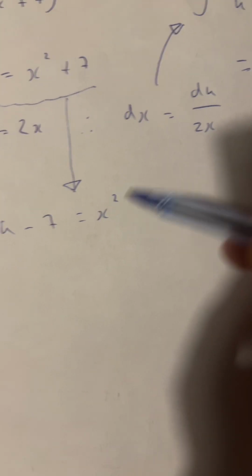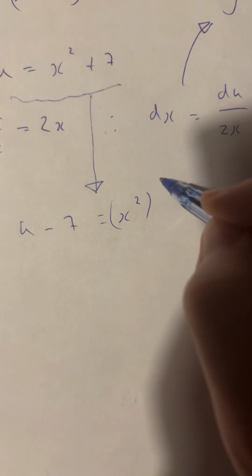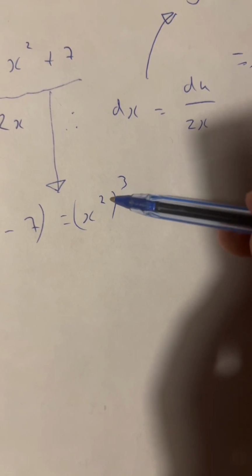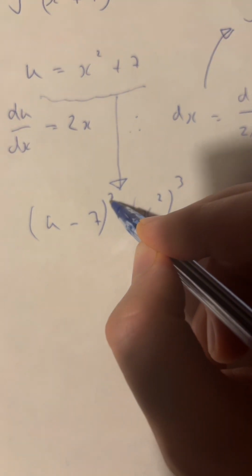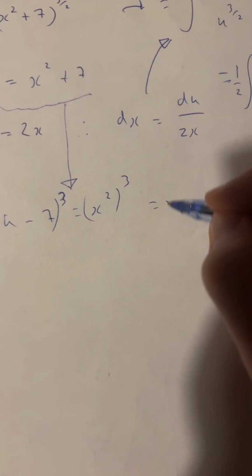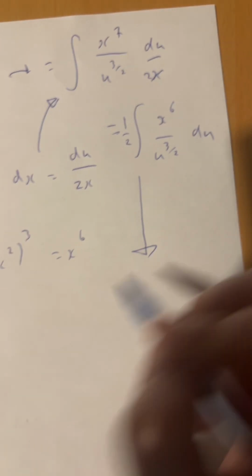To go from x squared to x to the power of 6, we need to raise both sides to a power of 3, okay? Because using indices, x to the power of 2 to the power of 3 is x to the power of 6, which is what we want in the first place. So we end up with something like this. There we go. So we know that x to the power of 6 is equal to u minus 7 cubed. So now we can write the integral down here.